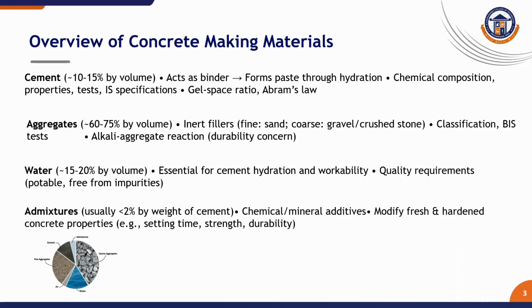Water, which is about 15 to 20% by volume, is essential for the chemical reactions of the cement and for workability. And lastly, admixtures, which are used in small quantities, less than 2% by weight of cement, to modify the properties of fresh or hardened concrete. So these four together make what we need for the concrete.